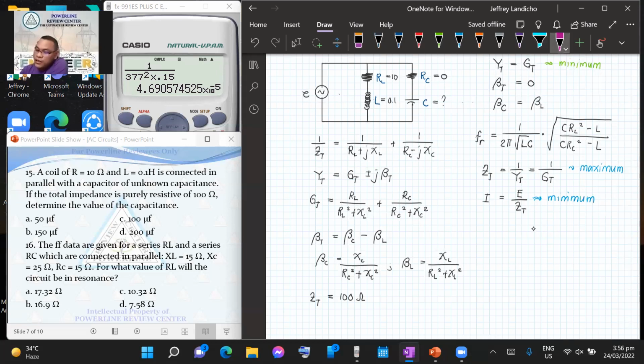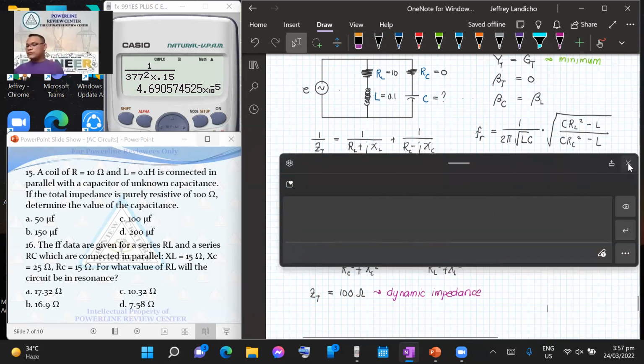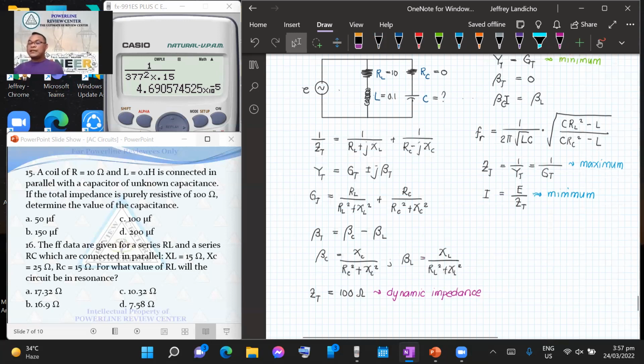Now, kung babalikan nyo, kung naalala, the total impedance or the equivalent impedance of the circuit at parallel resonance, it is usually called as what? Dynamic impedance. Now, kung i-derive ko si dynamic impedance, so simple lang. Kapag parallel resonance, palagi mag-i-start tayo sa condition. How to achieve parallel resonance? Net susceptance should be equal kanino? Zero.